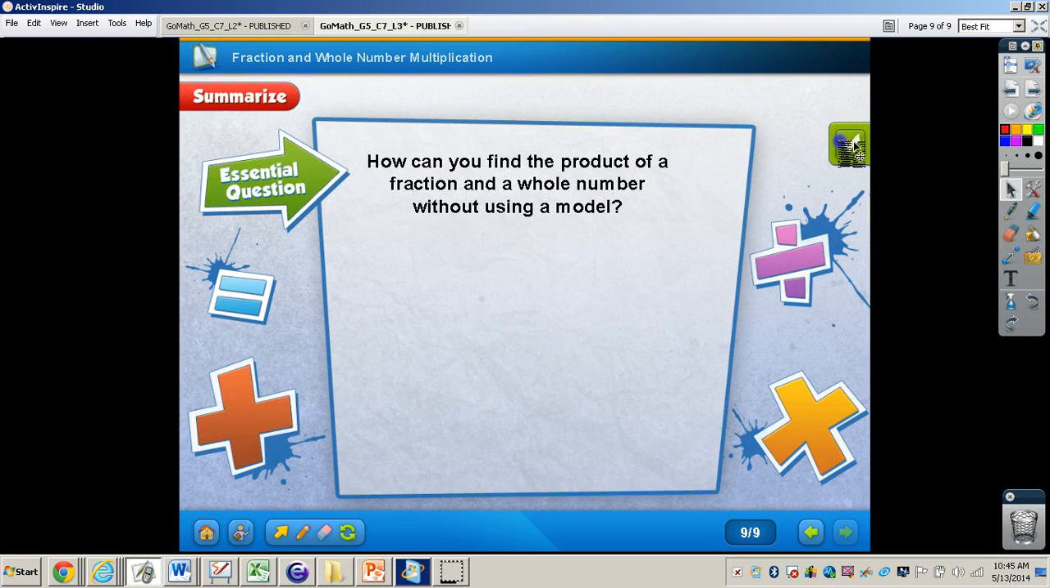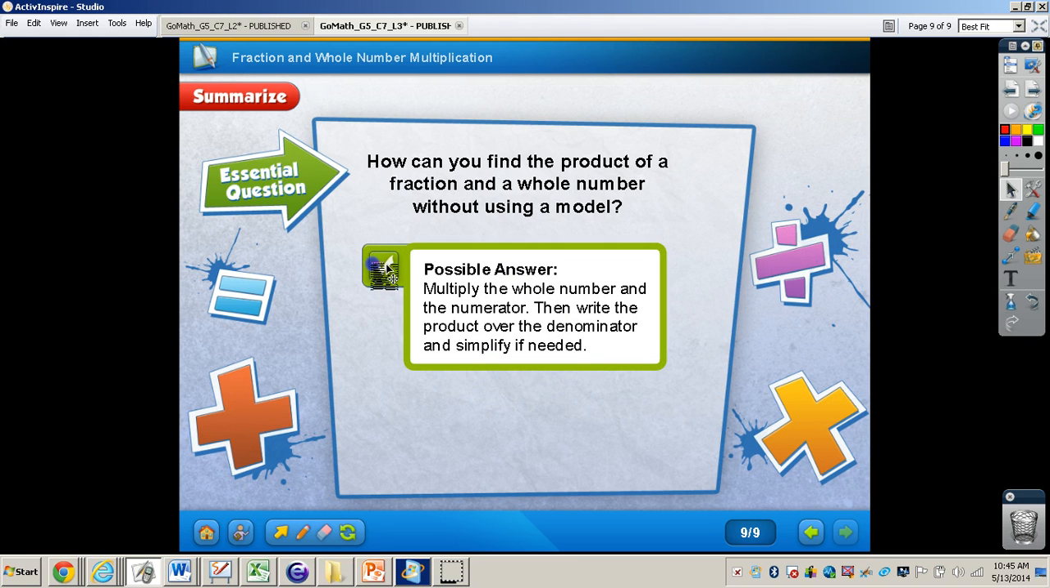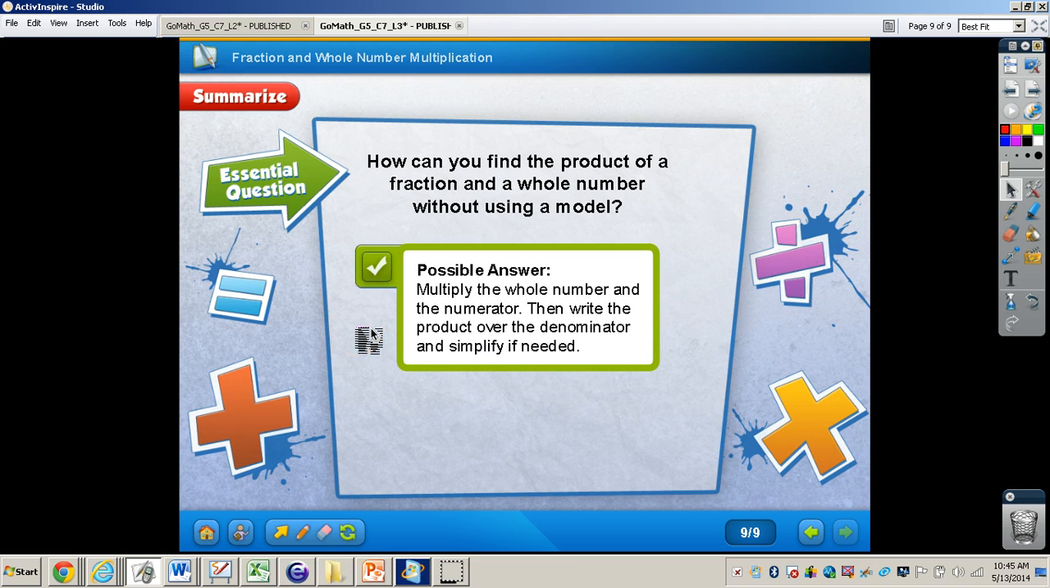And finally, going over the essential question, how can you find the product of a fraction and a whole number without using a model? You can multiply the whole number and the numerator, then write the product over the denominator and simplify if needed.